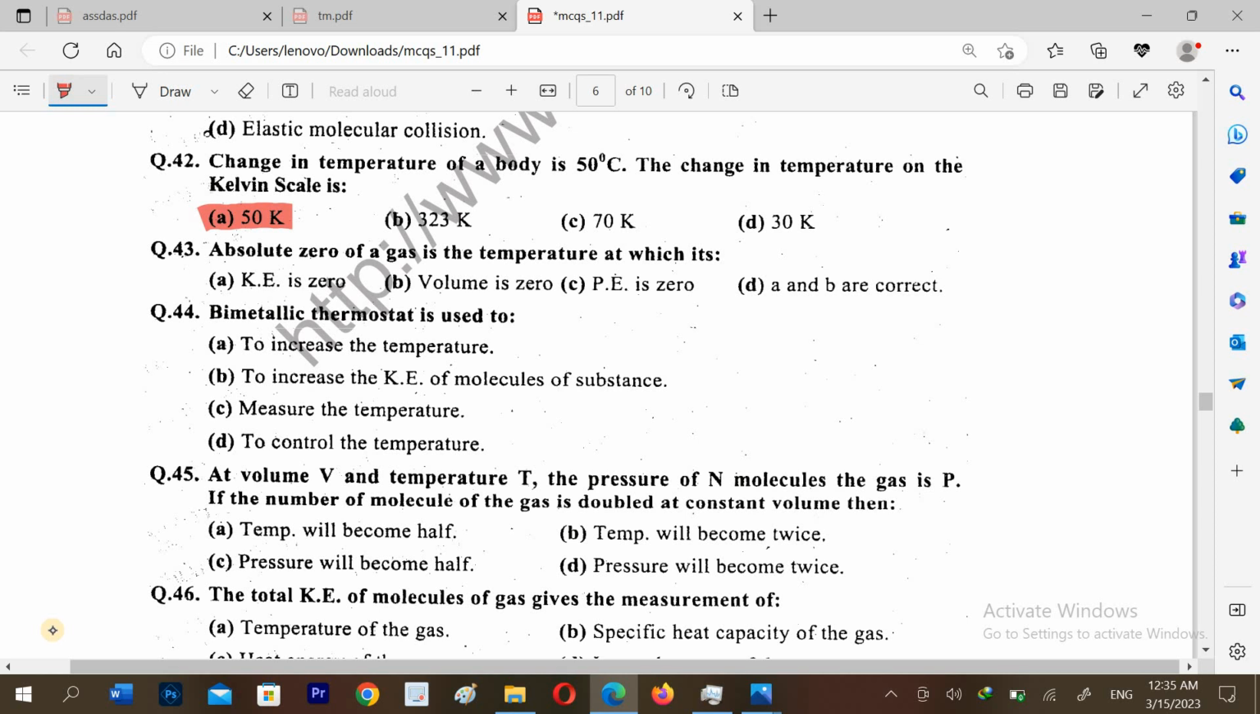Absolute zero of a gas is the temperature at which its... D. Bimetallic thermostat is used to... D. At volume V and temperature T, the pressure of N molecules of gas is P. If the number of molecules of gas is doubled at constant volume, then... the answer is D.